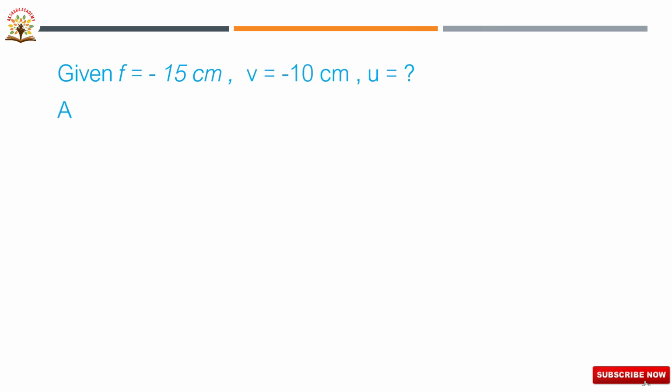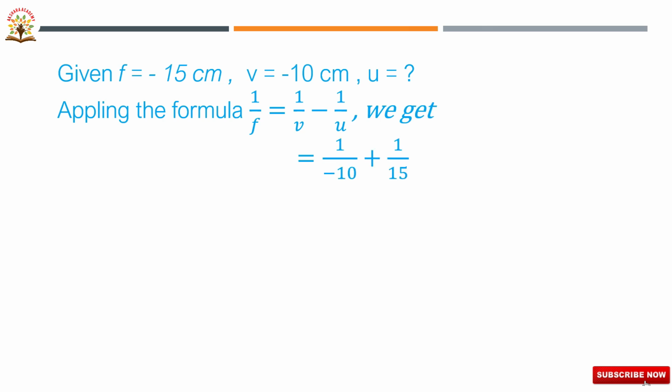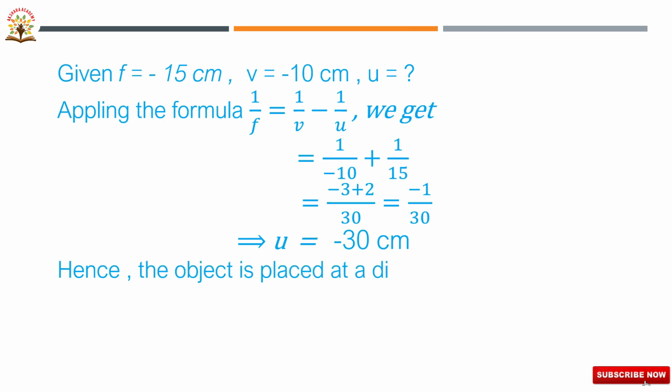Given f is equal to minus 15 centimeters and v is equal to minus 10 centimeters. We are calculating u. Applying the lens formula, 1 by f is equal to 1 by v minus 1 by u. Substituting the v and u values, minus 1 by 10 plus 1 by 15. Taking LCM 30, minus 3 plus 2, minus 1 by 30. So u is equal to minus 30 centimeters. Hence the object is placed at a distance of 30 centimeters from the lens. This is the object distance.